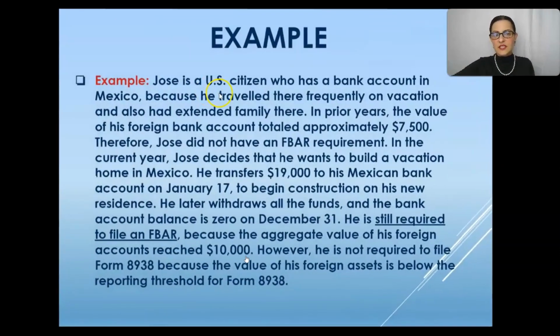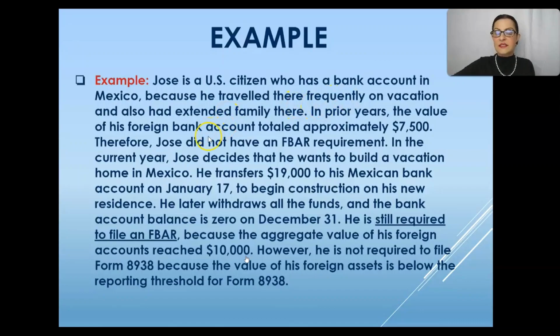Example, Jose is a U.S. citizen who has a bank account in Mexico because he traveled there frequently on vacation and also has extended family there. In prior years, the value of his foreign bank account totaled approximately $7,500. So we're talking about in equivalent U.S. dollars. Therefore, Jose did not have an FBAR requirement.